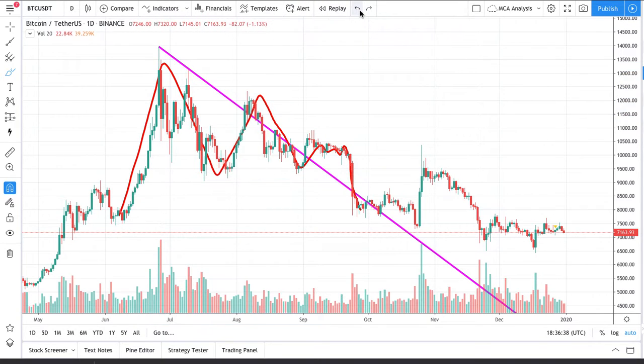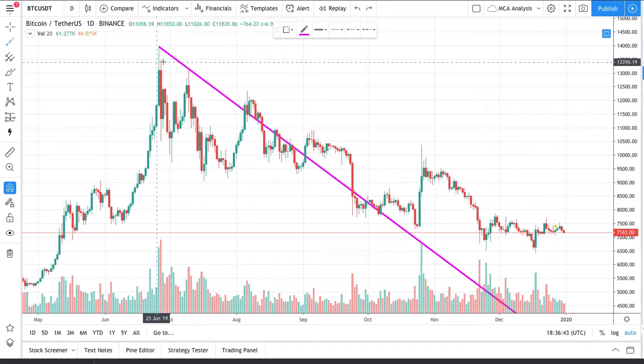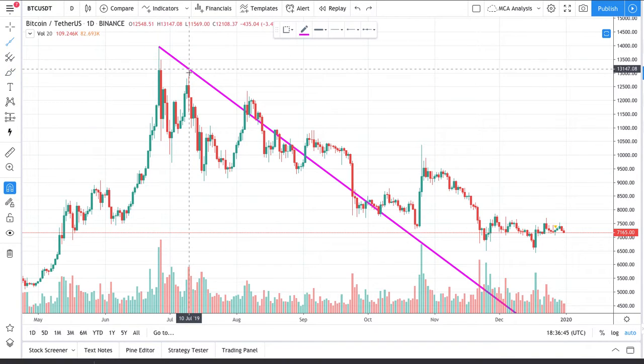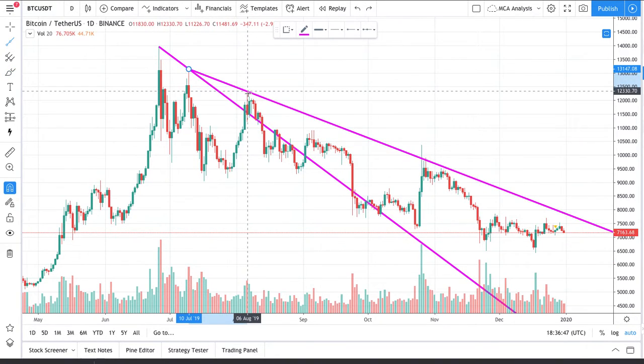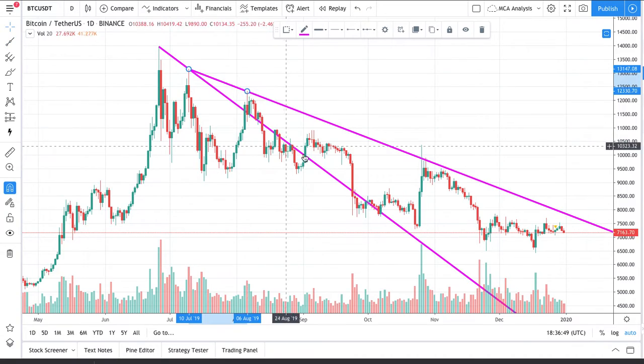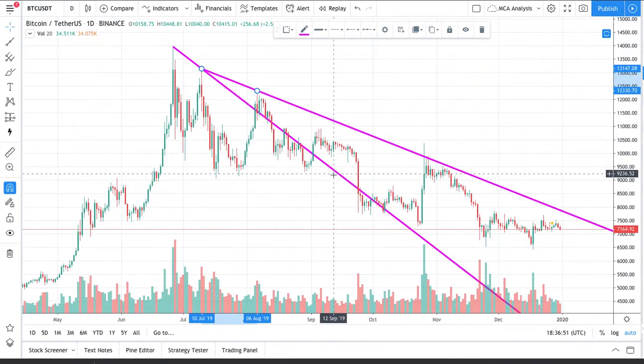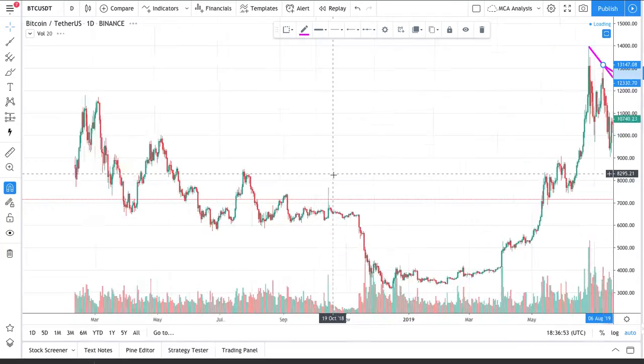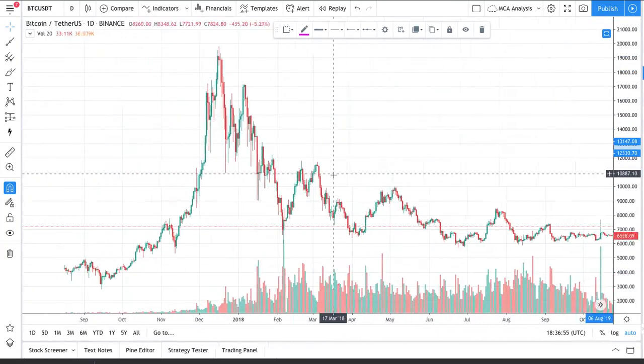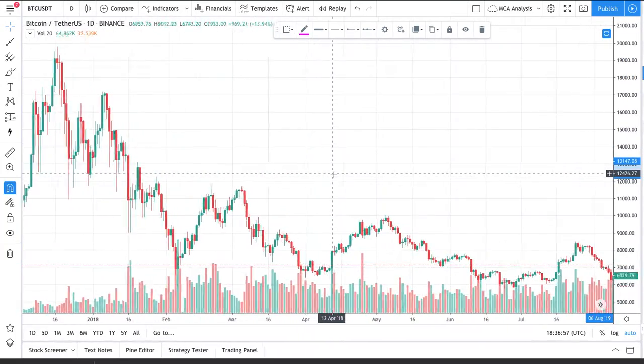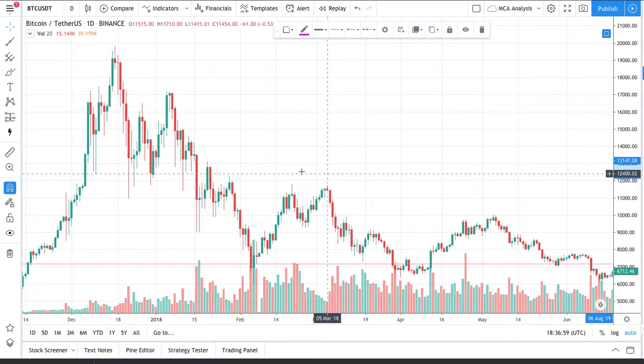So let's draw that exactly the way it appears. It's from this high, that's one side of the M, to here. Okay, so now we've got two trend lines here, and this is going to play very importantly. Now we're going to go back in time a little bit. I'm going to take you to a really cool trend line that most people don't remember.